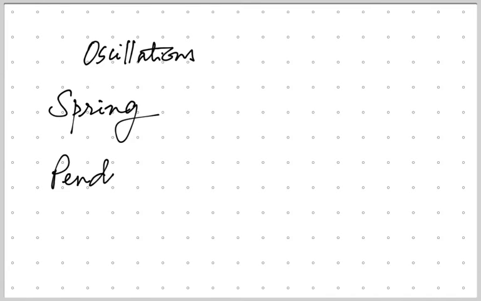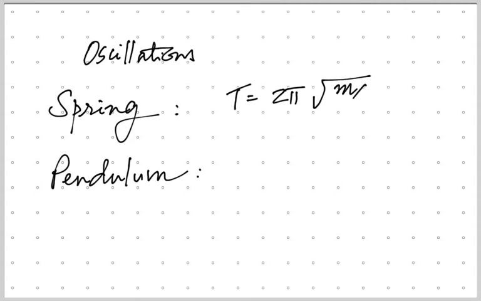Okay. Oscillations. Spring. Pendulum. Aren't these the 2 examples that we know? What's the formula for time period of oscillations in a spring? Now, for a spring, we always talk about a light spring, default. I'm never going to ask you about a heavy spring.